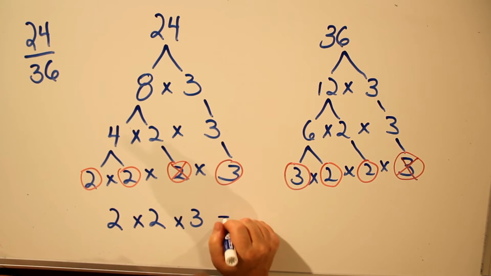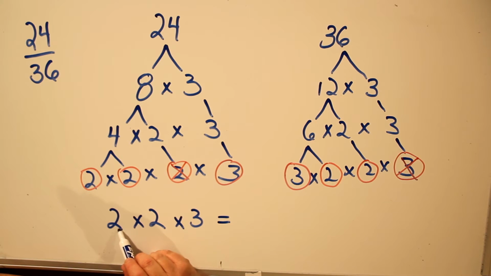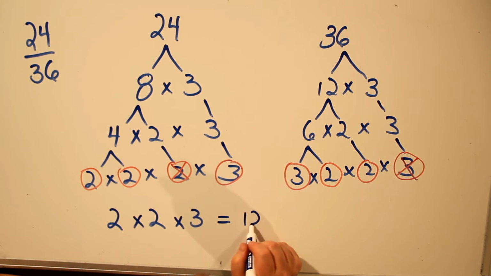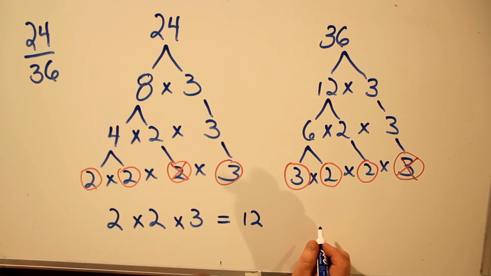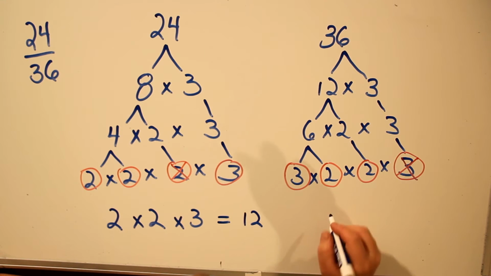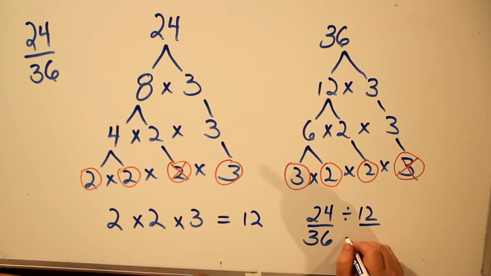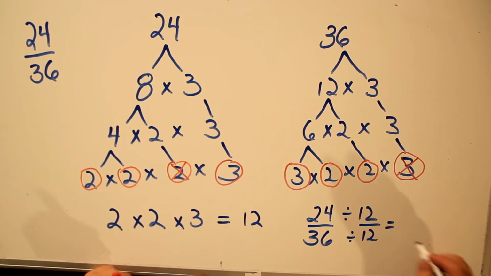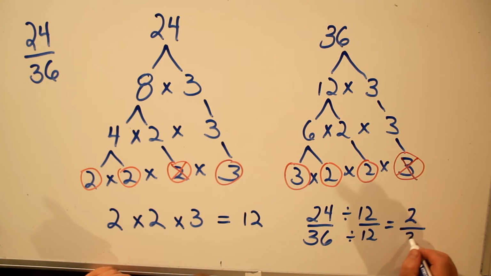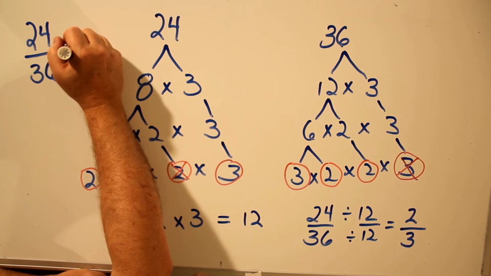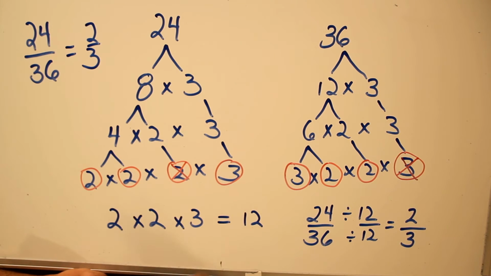So we can divide both the 24 and 36 by 2 times 2, which is 4, and 4 times 3 is 12. So in fact, we can simplify 24 over 36 by dividing both numbers by 12. And 24 divided by 12 is 2, and 36 divided by 12 is 3. So in simplest form, 24 over 36 is 2 over 3.